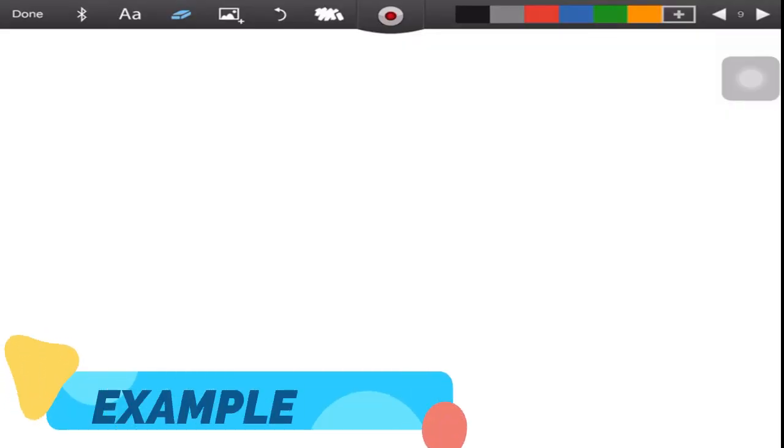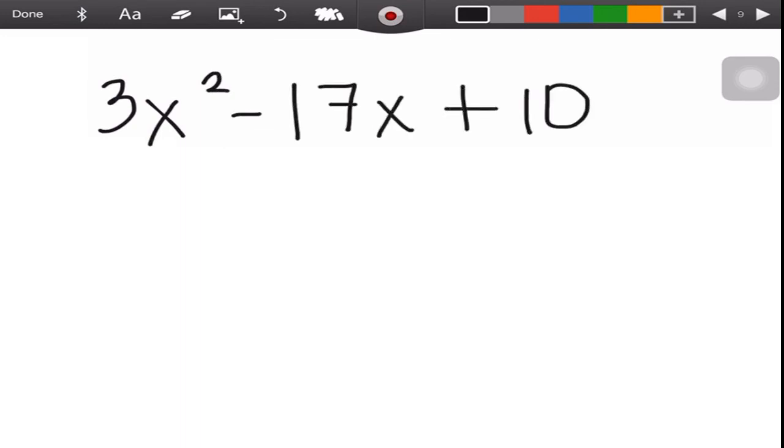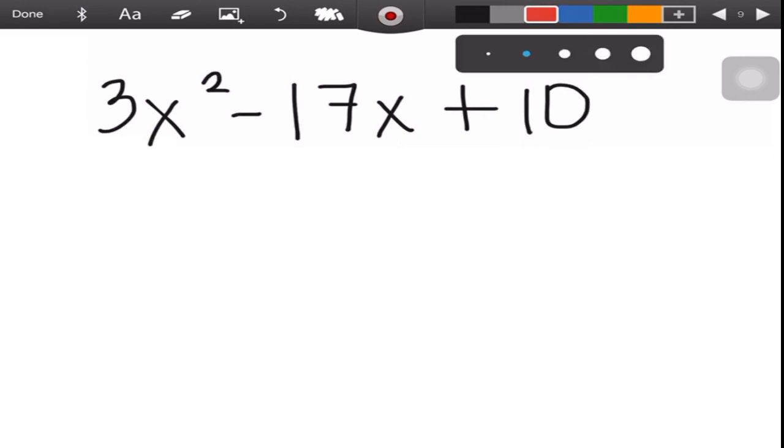Let us have the last example. So we have 3x squared minus 17x plus 10. Actually, this example is just the same with example number 2. So the only difference is here, the middle term is minus. So we will still solve this one.